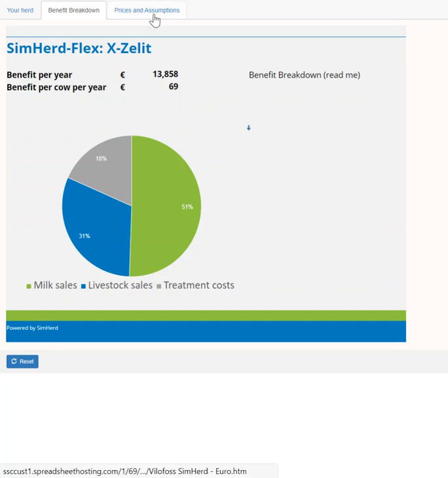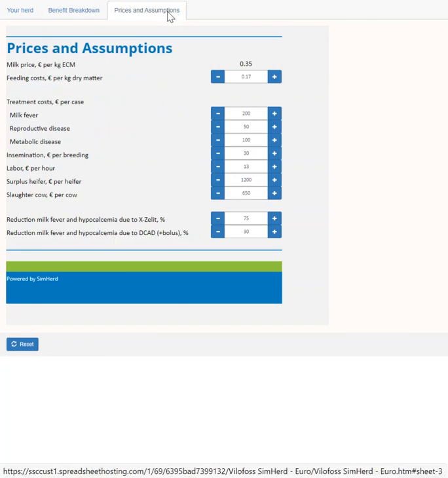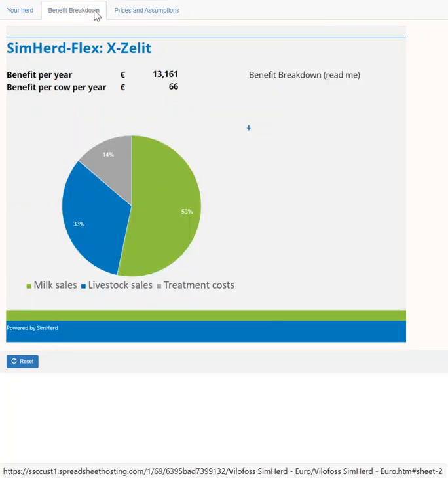In the top, we can also change prices and assumptions. Let's just remember that the treatment costs, they are 18% of the benefit. If we go to prices and assumptions and say, for example, that in my farm, milk fever is a lot cheaper to treat. It's only 100 euros. We go back to benefit breakdown. We see a smaller result in benefit. It's lower now. And also the treatment costs, they are a smaller proportion of the benefit.